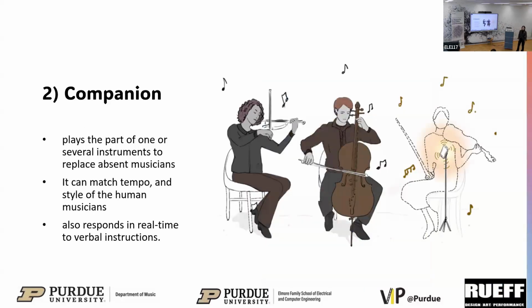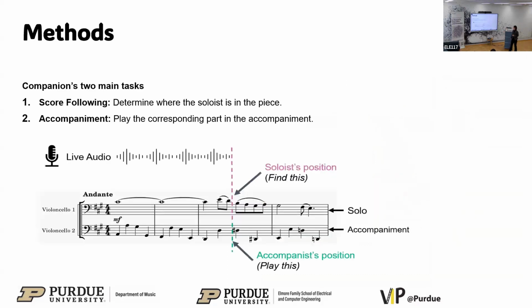The second one is the companion. The companion will play the missing parts from absent musicians in chamber rehearsal, following the musician's tempo and some musical nuances. It will also respond in real time to verbal instructions. Saying is easy, but making is not easy. So we are focusing on two things for now: score following and accompaniment.